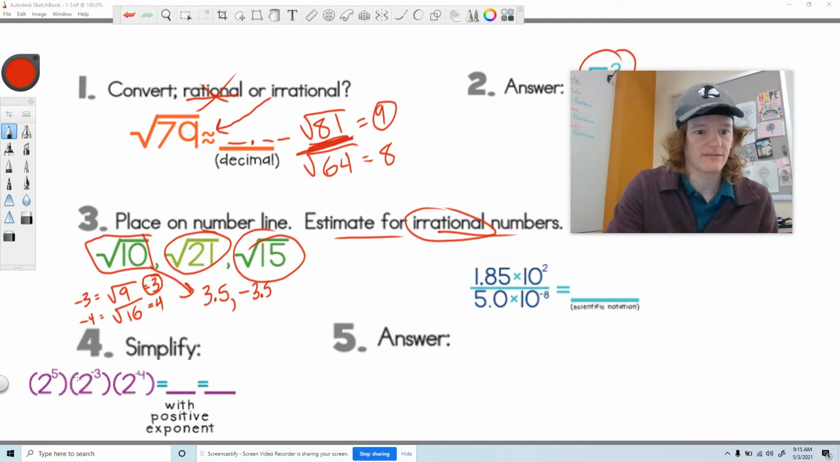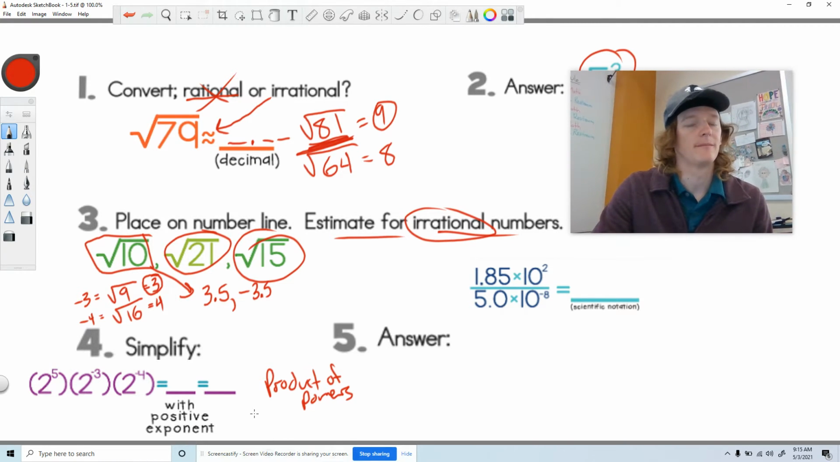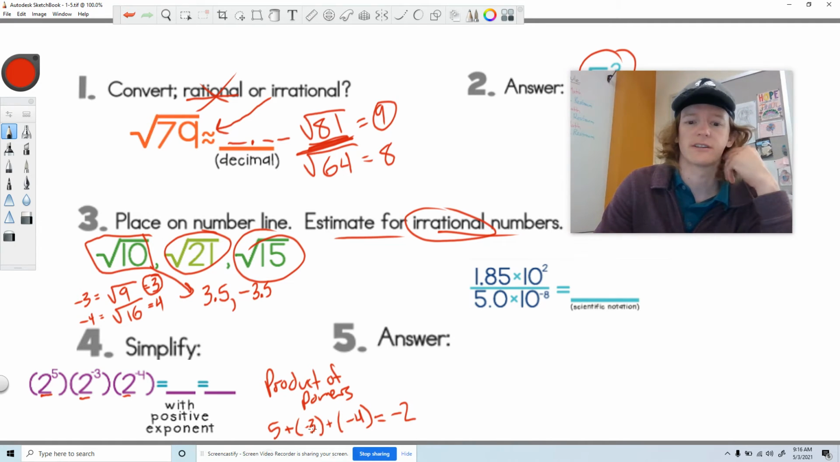Number 4, 2 to the 5th, 2 to the negative 3rd, 2 to the negative 4th. There is a rule called the product of powers. It says if you're multiplying more than one base number together, all you have to do is add your exponents together. So we're going to do 5 plus negative 3 plus negative 4. And so this will be negative 2, because 5 minus 3 is 2, minus 4 will be negative 2. So we get the answer 2 to the negative 2 power.